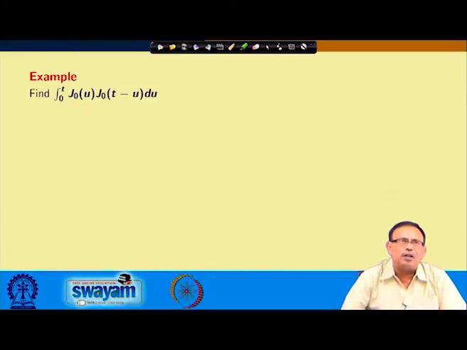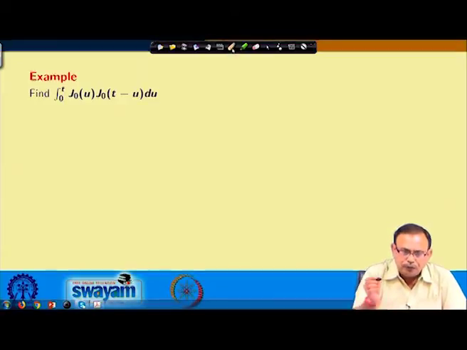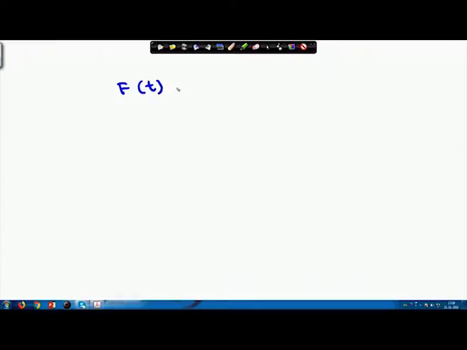Now, let us see another problem involving the Bessel function. We want to find the value of the integral from 0 to t of J0(u) J0(t minus u) du. Suppose your f(t) is the integral from 0 to t of J0(u) into J0(t minus u) du. We are starting from here. So, this is nothing but J0 into J0(u).